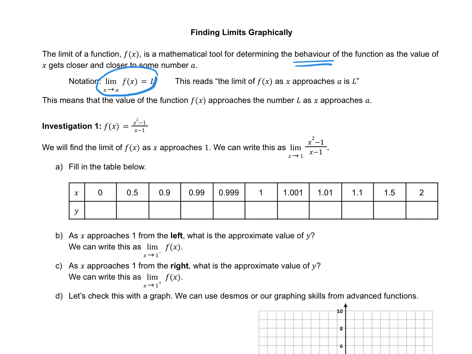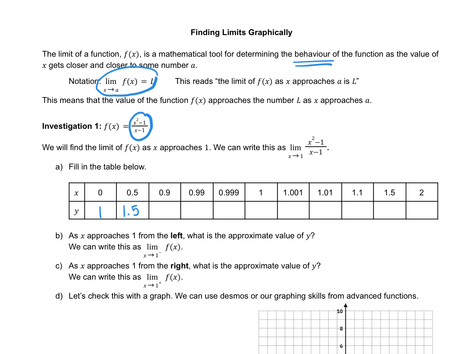In the first investigation, we have a rational function f at x equals x squared minus 1 all over x minus 1. We should already know how to graph this, but we will find the limit as x approaches 1, first using a table of values. So I'm going to replace x with 0 in f at x and write down the y coordinate. When x is 0, y is 1. When x is 0.5, so 0.5 squared minus 1 divided by 0.5 minus 1, I get 1.5.